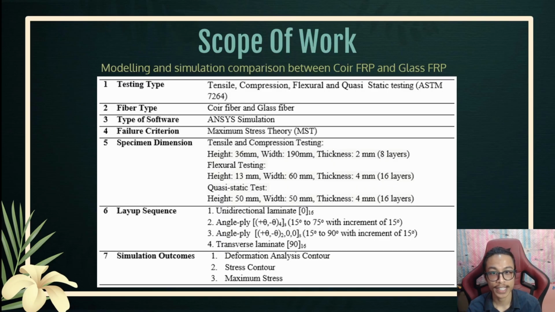It consists of 4 testing types, which are tensile, compression, flexural, and quasi-static. The fibers used in this experiment are coir and glass fiber, which run on Ansys APDL simulation software. There are 3 types of dimension used in the experiment and 2 types of layers, which are 8 and 16 layers. For the layup sequence, it has 4 setups, which are unidirectional laminate, angle ply 45 degree, 0/90 degree, and transverse laminate. Based on the setup, it can find out the deformation and stress contour and also maximum stress.